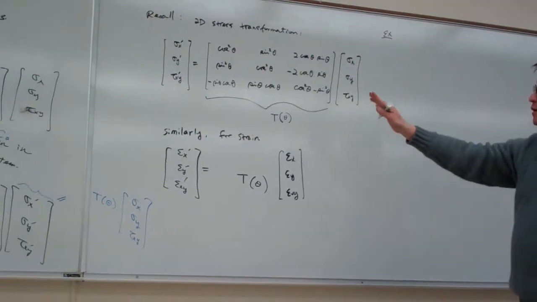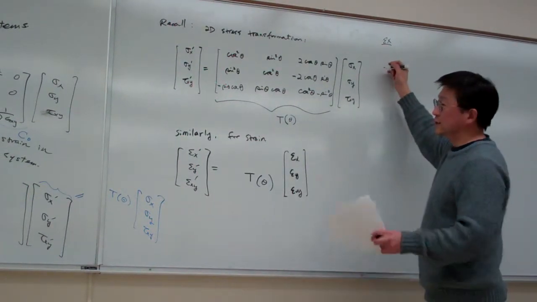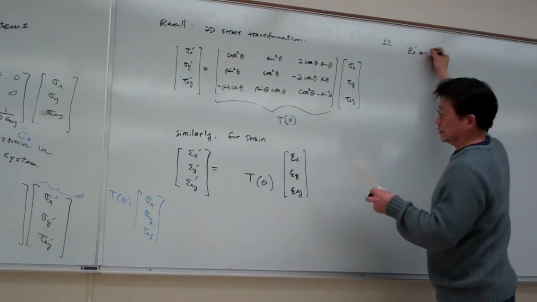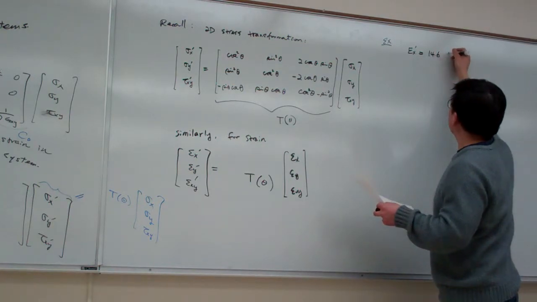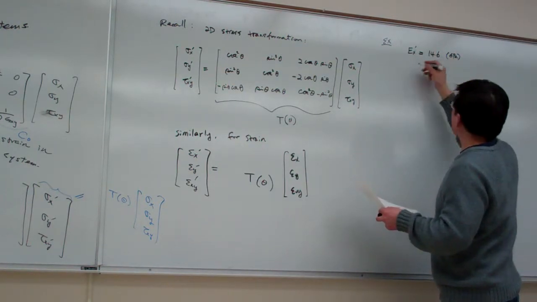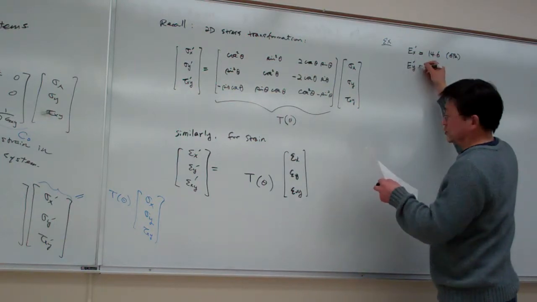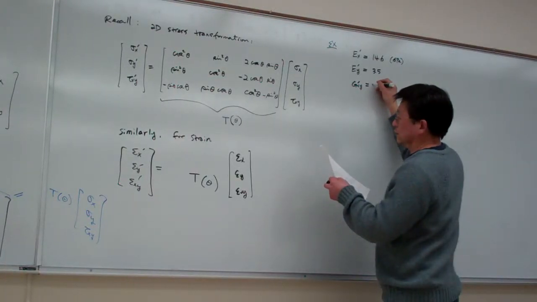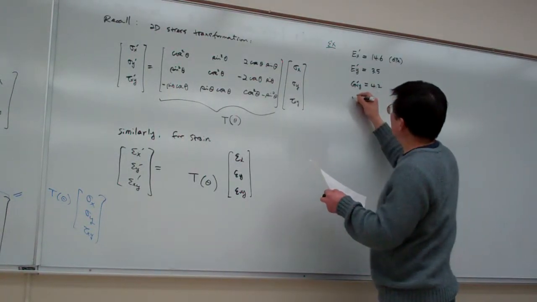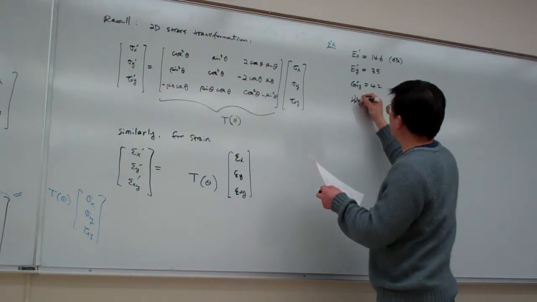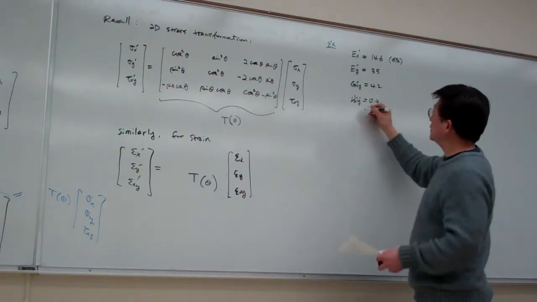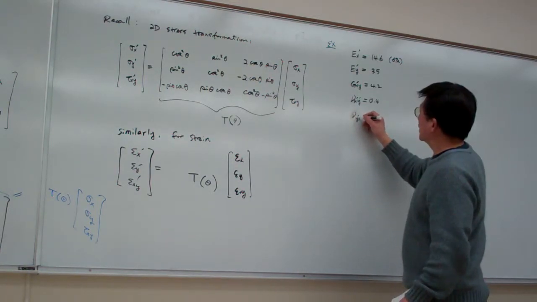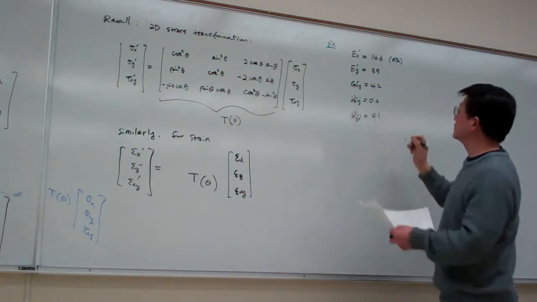Leave everything here, and this example is exactly to exercise this. So we are given epsilon x prime equal to 14.6, and all the Young's moduli are in GPa, 3.5, and G xy prime equal to 4.2. Also mu x prime y prime equal to 0.4, mu y prime x prime equal to 0.1.